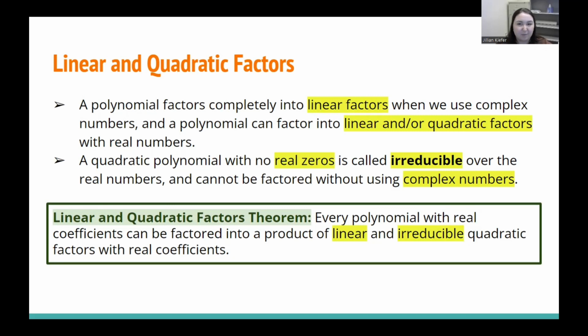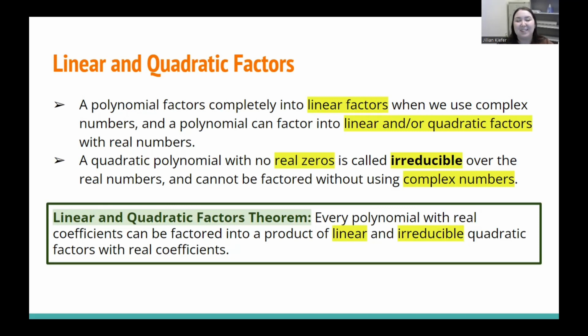So in our linear and quadratic factors theorem, we say every polynomial with real coefficients can be factored into the product of linear and irreducible quadratic factors with real coefficients. So every polynomial, if you're completely disregarding complex numbers, would be factored into linear and irreducible quadratic factors. If you are factoring with complex numbers, you would factor them completely, all into linear factors. So we're kind of going to see in our next example what this means.